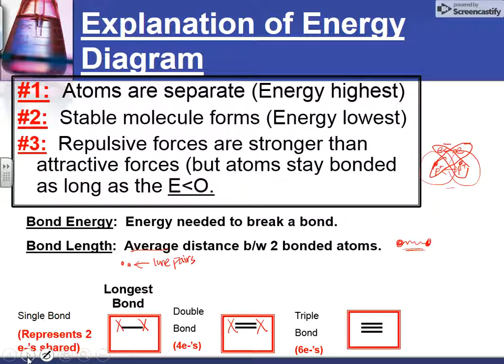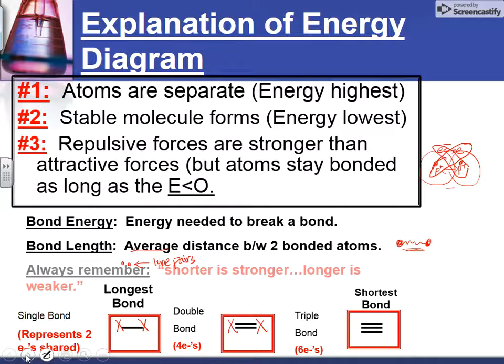The longest of the three, single, double, triple, is the single bond. Single bonds are the longest, and triple bonds are the shortest. Triple bonds are also the strongest bonds that we have. Shorter bonds are always stronger than longer bonds. So remember the saying: shorter is stronger, longer is weaker. The longest bonds are the weakest. That's your single bonds are weaker, and the shortest bonds, the triple bonds, are the strongest.